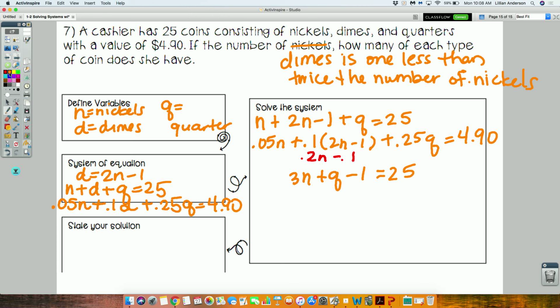So if I distribute and then combine like terms, this will give me 0.25n plus 0.25q minus 0.1 equals 4.90. Even though this is a little bit different from the equations that we've been working with, because it's just been our variables on the left and our numbers on the right, we'll still end up that way. We'll just have to add a 1 and then add a 0.1. And it'll be back to how it was. Okay?